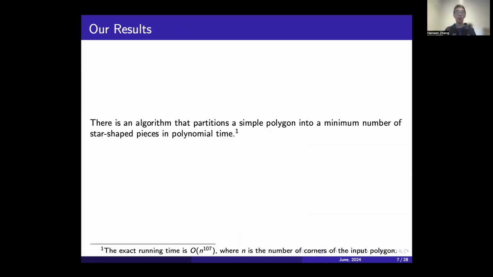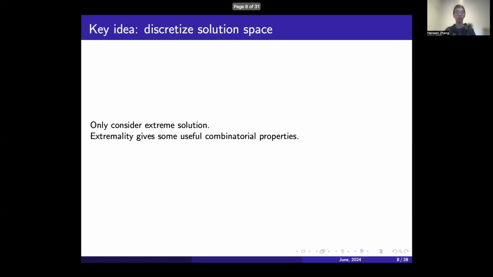In our paper, we give a polynomial time algorithm to find the minimum star partition of a simple polygon and answer the long-standing open problem affirmatively. Our key idea is to discretize the solution space by considering the extreme solutions that optimize some objective functions, and the optimality will provide some useful combinatorial properties as a reward.